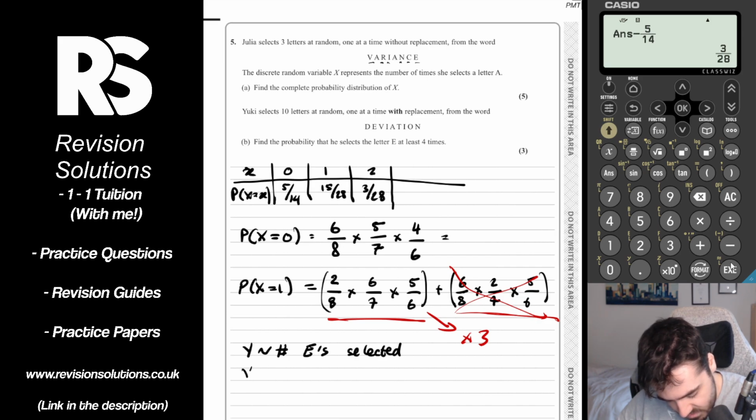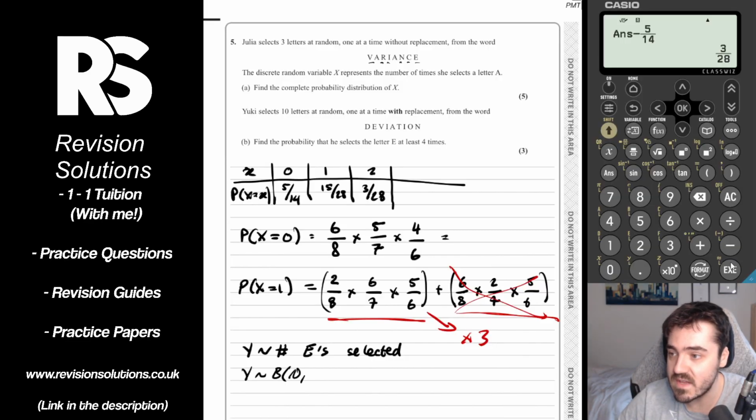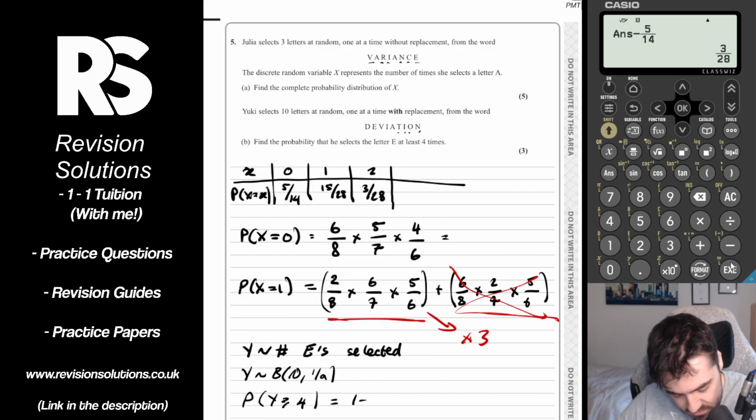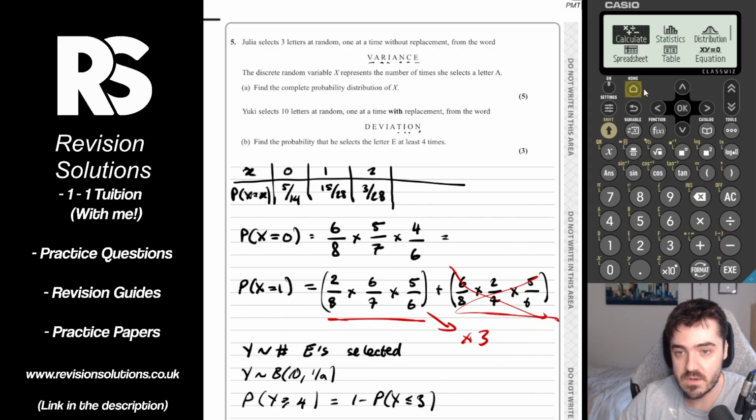And then it's binomially distributed, and the sample size is 10, because Yuki picks 10 letters, and because she replaces the letters every time, the probability of picking the E is constant. So it would be 1 in, how many letters are in deviation? 1, 2, 3, 4, 5, 6, 7, 8, 9. So 1 in 9 every time she selects a letter. And we're interested in the probability that Y is greater than or equal to 4, which we could calculate as 1 minus the probability Y is less than or equal to 3. And we can do that just with the CD distribution in our calculator.